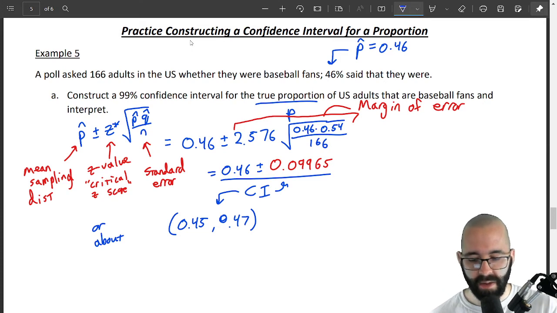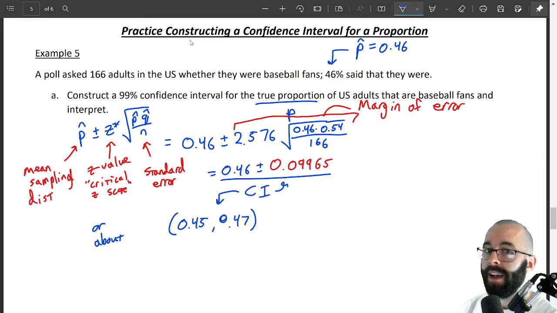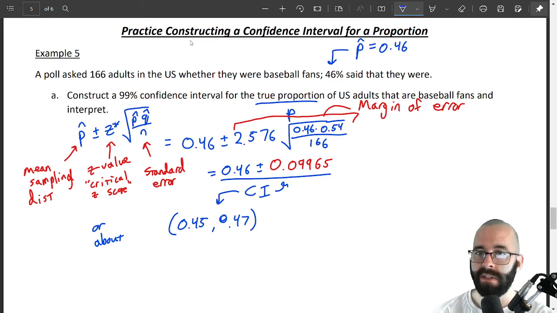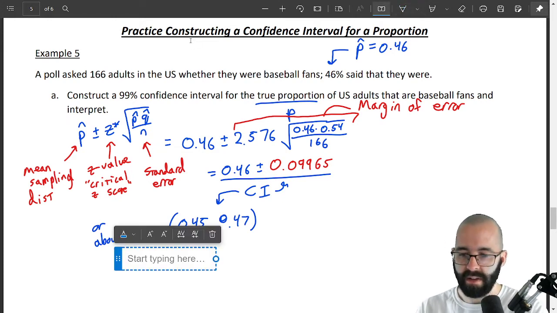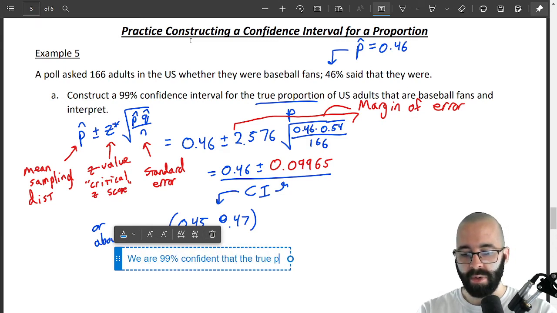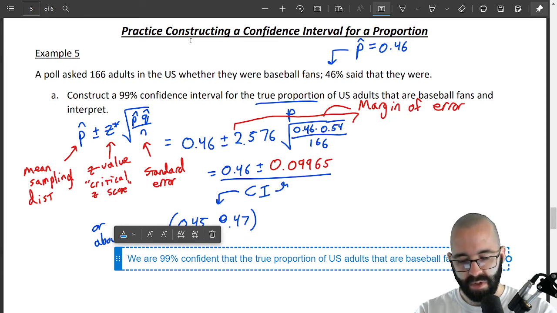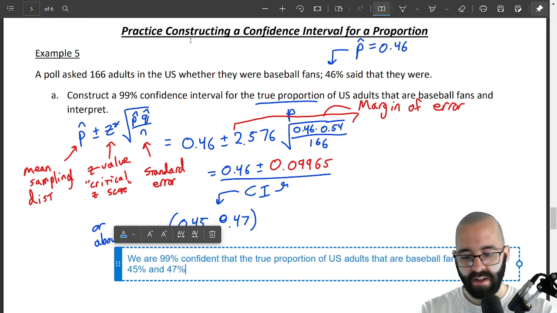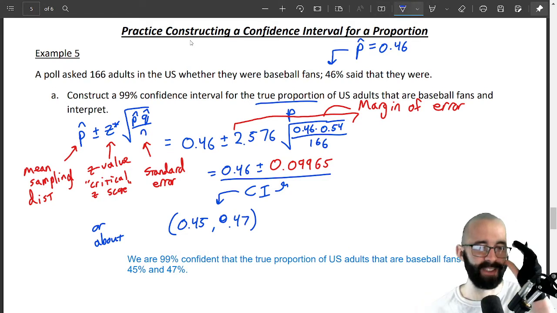The thing on the above and the thing on the bottom. So we're 99% sure, based on this sample, that the actual percentage of adults that are baseball fans is somewhere between 45 and 47%. Let's write that down. We are 99% confident that the true proportion of US adults that are baseball fans, the true proportion is between 45% and 47%. That's our explanation here, which seems really high to me.